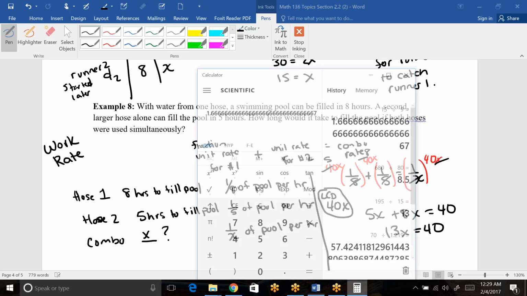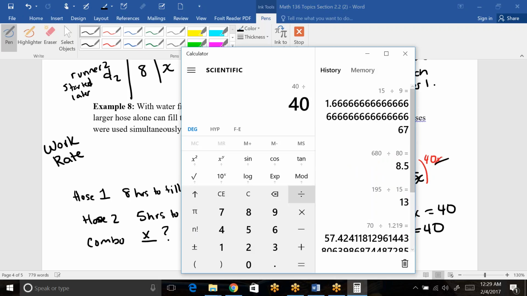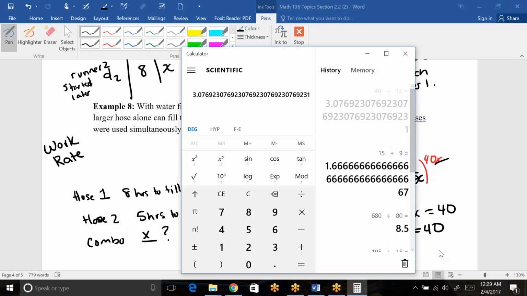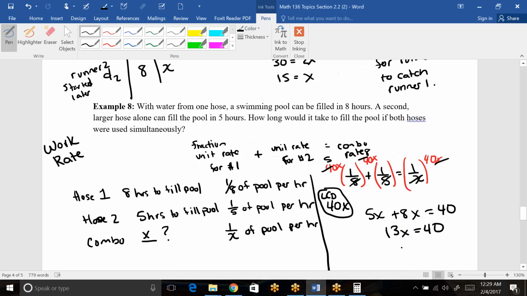We want to divide, and again, because it's a word problem, it's okay to go to decimals. So this is 3.1. So it would take them approximately 3.1 hours to fill this pool if the two hoses worked at the same time together.